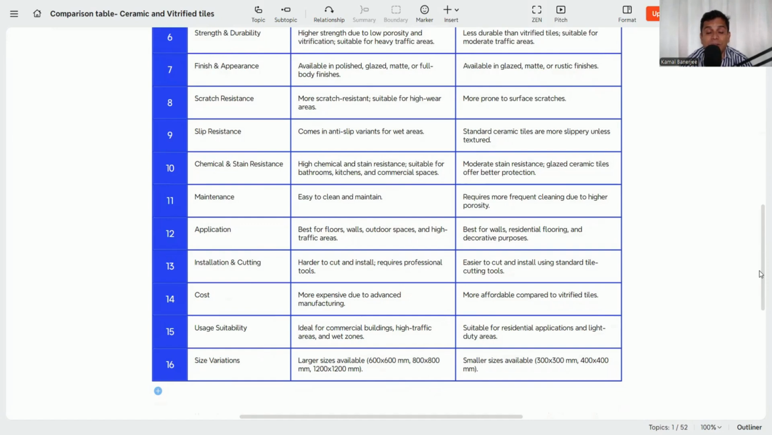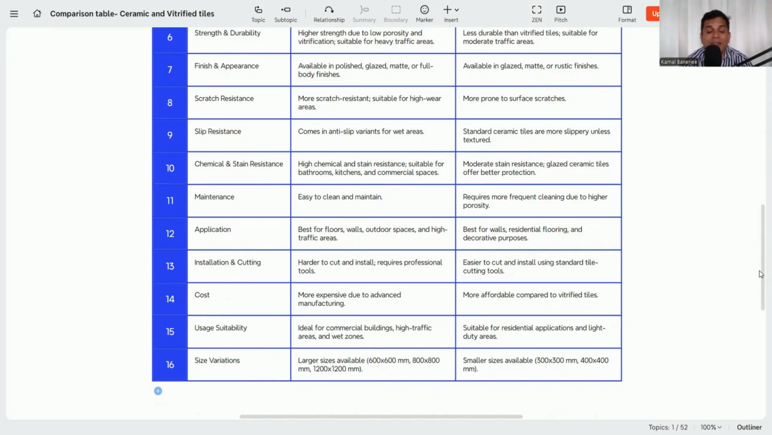Now maintenance: vitrified tiles are easy to clean and maintain, but on the other hand, ceramic tiles require more frequent cleaning due to higher porosity. So from the point of view of maintenance also, you need to think about which one to choose.